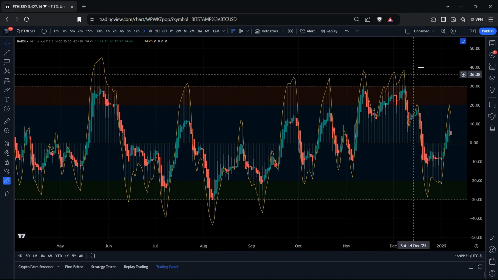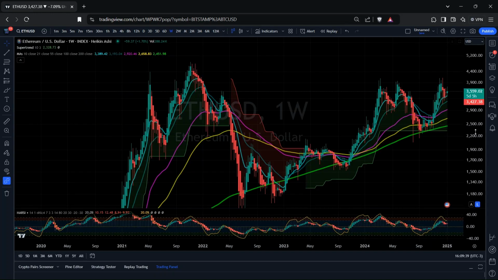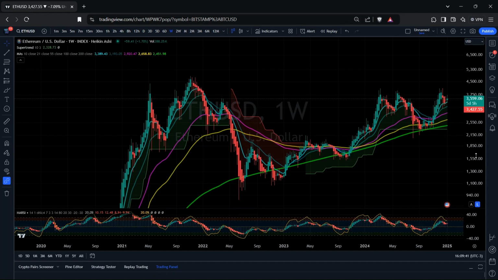I really like to use this indicator in the weekly chart because if I unclick the extension here, you will see that when the Heikin Ashi RSI is in oversold areas, they were perfect buy zones for Ethereum. This is a very good area to always buy.